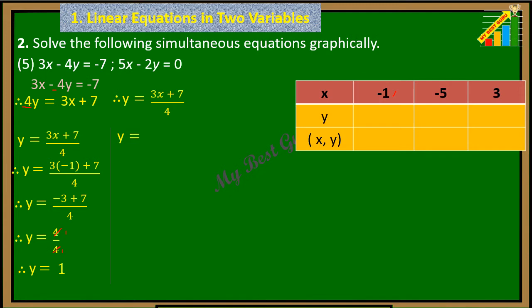Now the next part is we will put the value of x as minus 5. So you have again y is equal to 3x plus 7 divided by 4. Put the value of x as minus 5. So in the place of this x, we will put minus 5. So 3 multiplied by minus 5 plus 7 divided by 4. Now we will calculate this. So y is equal to 3 multiplied by minus 5, which is minus 15, plus 7, divided by 4. Now y is equal to minus 15 plus 7, which is minus 8, divided by 4. So the value of y is minus 2, since 4 twos are 8.